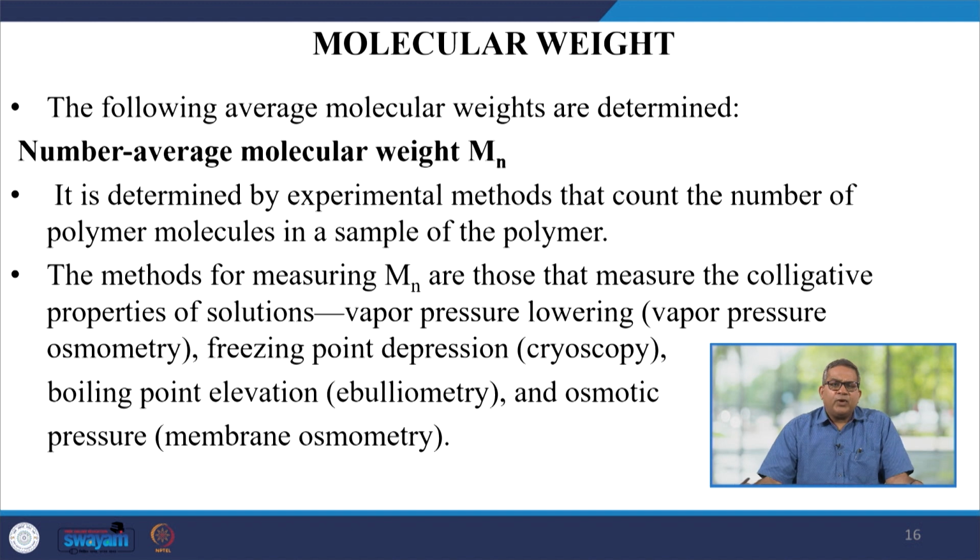Now, there are various ways through which you can find out the average molecular weight. One is the number average molecular weight, sometimes represented as Mn. This is determined by an experimental method that counts the number of polymer molecules in a sample of a polymer. The methods of measuring this Mn are those that measure colligative properties, like lowering of vapor pressure, that is vapor pressure osmometry, freezing point depression, that is cryoscopy, boiling point elevation, that is ebullioscopy, and osmotic pressure, that is membrane osmometry.